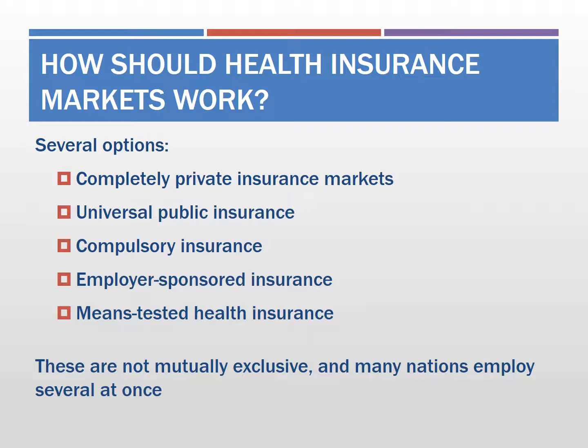So remember, there are five options discussed in the textbook. They are not mutually exclusive. It's not like we apply one to a country and cannot have the others apply simultaneously. A country can employ several of these options. For example, in the United States, we have a universal public insurance to cover the elderly and also low-income families. We have a compulsory insurance system, and we also have employer-sponsored insurance in the country.